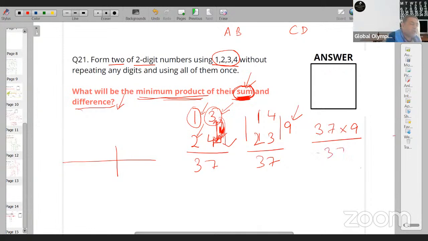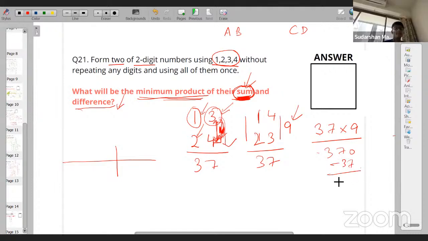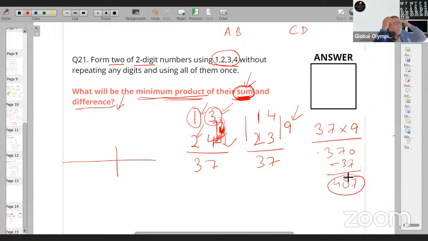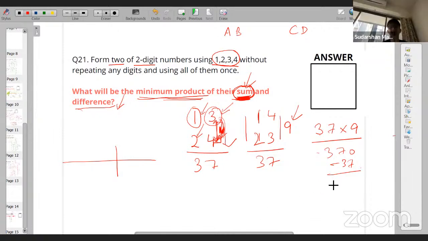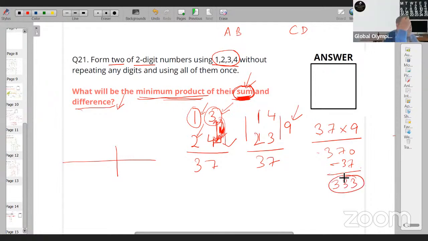37 into 10 is 370 minus 37. What will we get here? 407. No, sir, we are subtracting. Oh, so it will be 333. That's what I was confused about. 333. Okay.